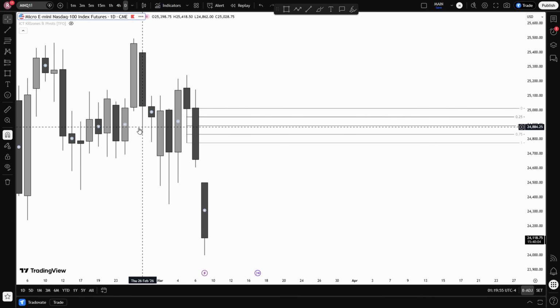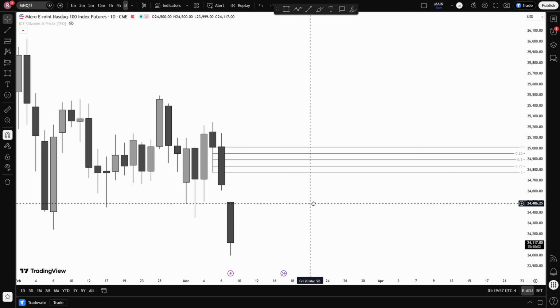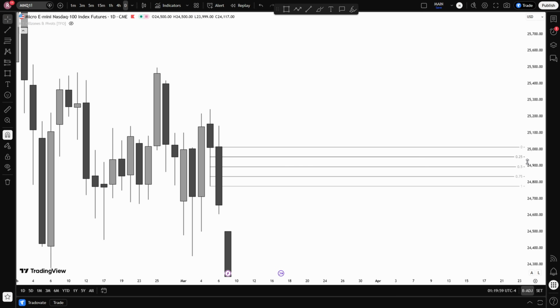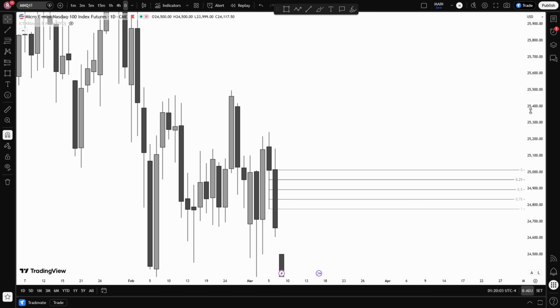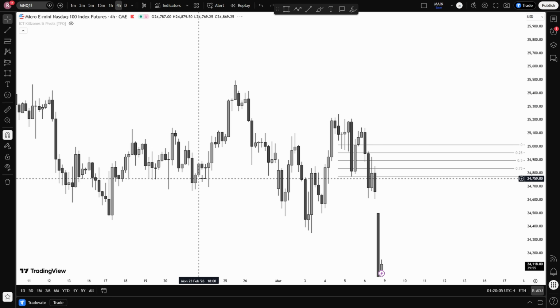So here we have one more example of the suspension block. If you look at this chart carefully, we already have a bearish bias in the market. As you all know, there are multiple ways to determine the draw on liquidity and the overall bias.